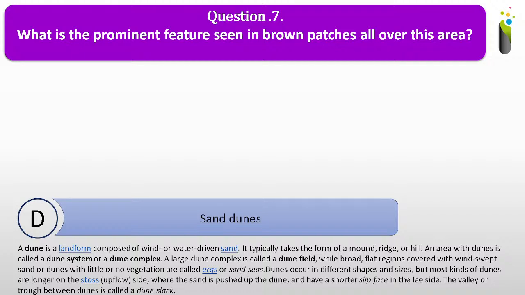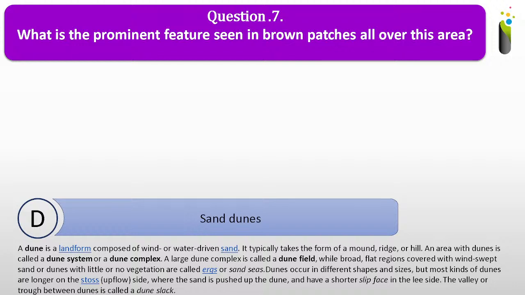See, a dune is nothing but a landform composed of wind or water-driven sand. It typically takes the form of a mound, ridge, or hill. An area with dunes is called a dune system or a dune complex. A large dune complex is called a dune field, while broad flat regions covered with wind-swept sand or dunes with little or no vegetation are called ergs or sand seas.